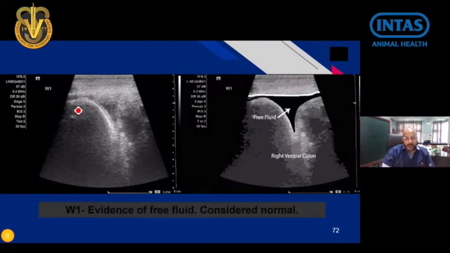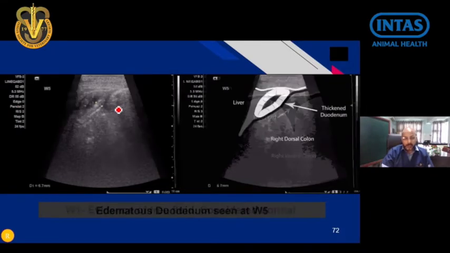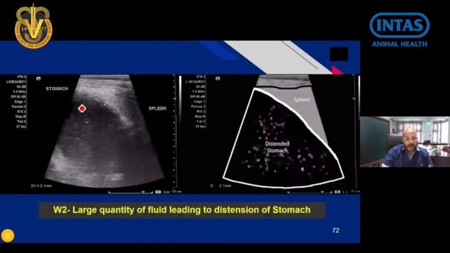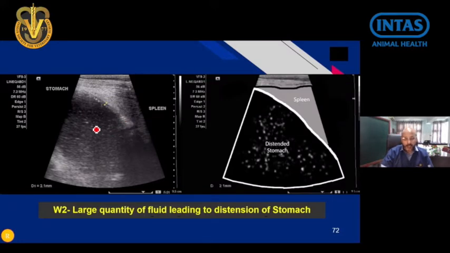Now this is again the evidence of free fluid, which is considered normal here. Now here you can find a thickened duodenum. Okay, again a distended stomach here. Clear, there is a gastric reflux. So immediately the nasogastric tube has to be placed.